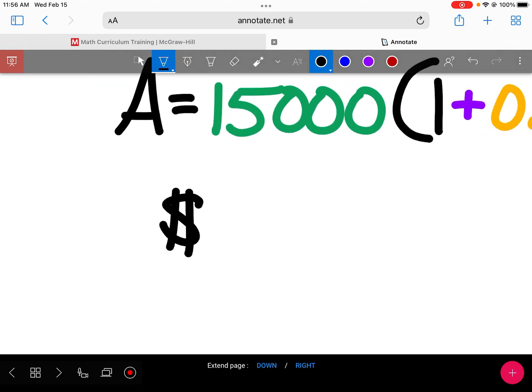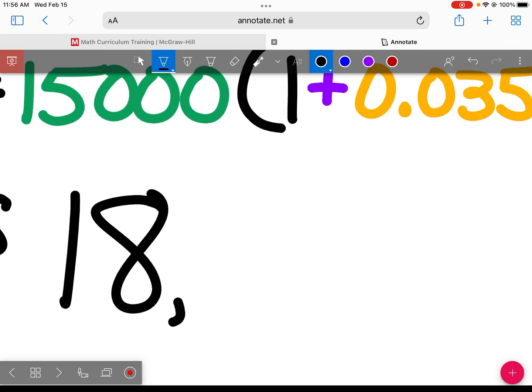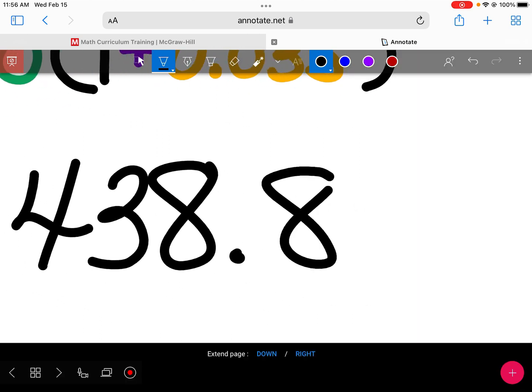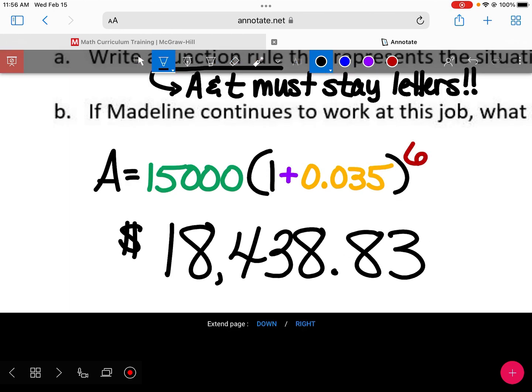And now I can pop this in my calculator. 15,000, parentheses, 1 plus 0.035 to the power of 6. 18,438. Yes, 18,438 and 82 or 83 cents, depending on how you round it.